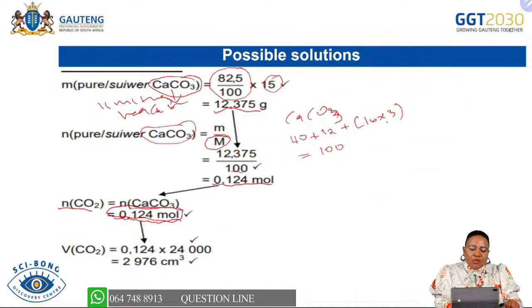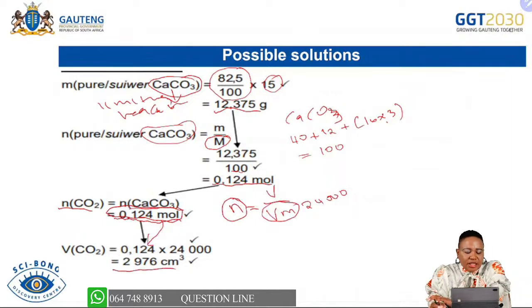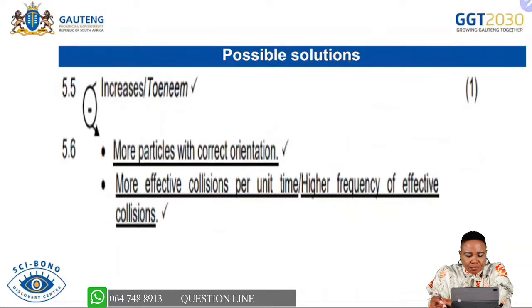From finding the number of moles of carbon dioxide, we know that n is equal to V over Vm. Remember, we were provided the molar volume of a gas, which was 24,000. Then we substitute the number of moles which we got from the mole ratio here, and we get that the volume of gas collected for the entire reaction is 2,976 cubic centimeters.